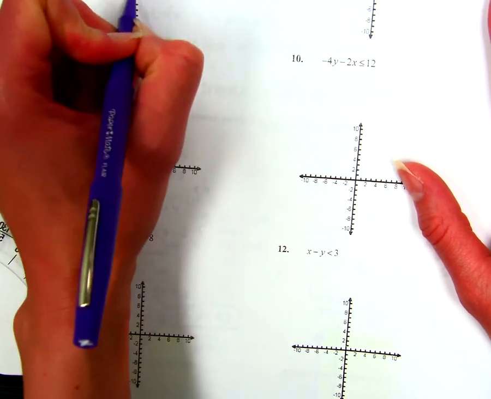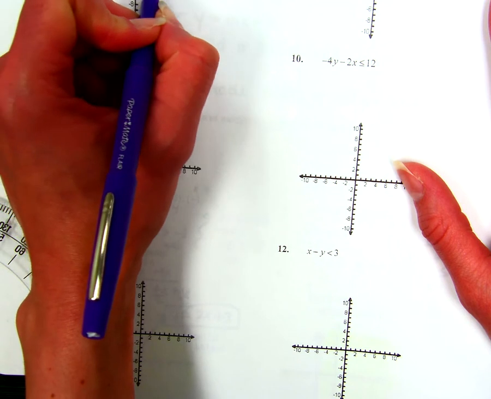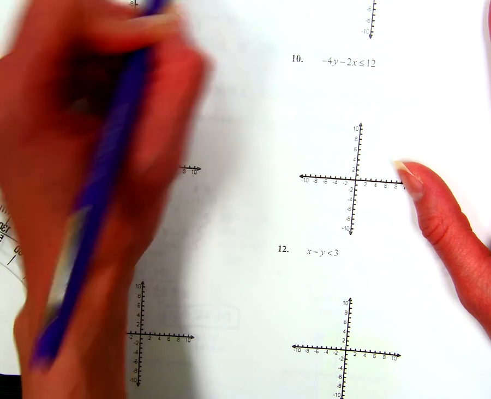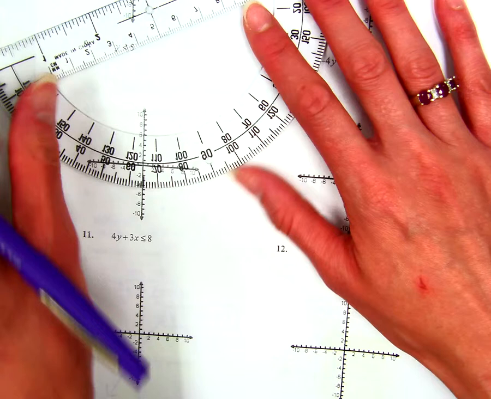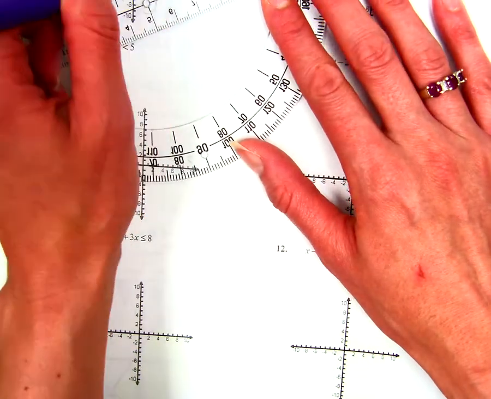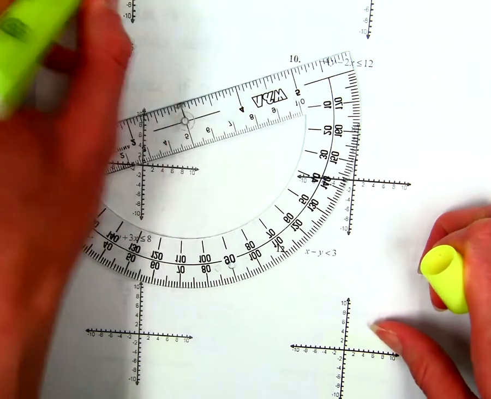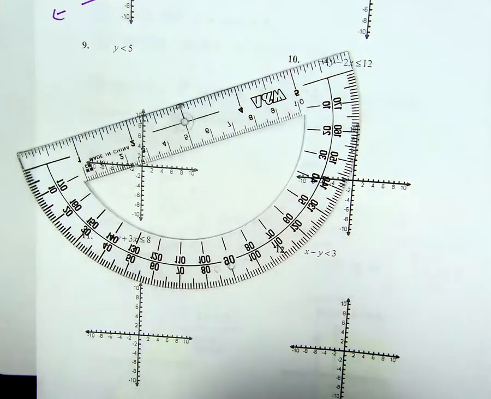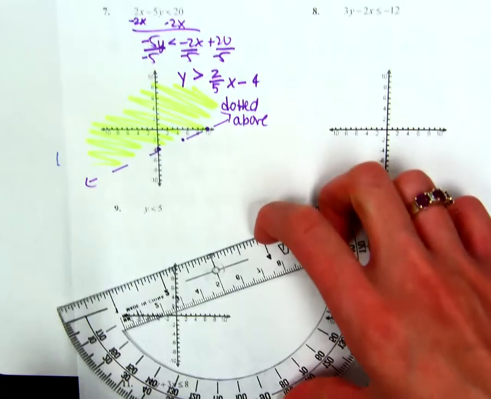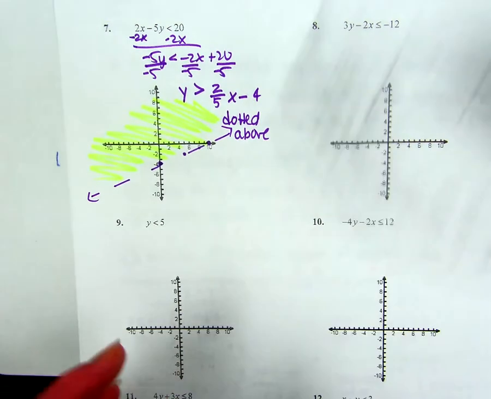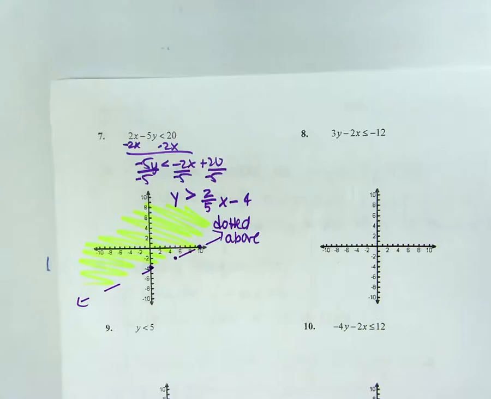I'm going to go to negative 4, and I'm going to go up 2 over 5, up 2 over 5. I'm going to make a dotted line, so make sure that this is dashed, and I'm going to shade above. So the biggest thing is, just like any inequalities, if you multiply or divide by a negative number, then you need to flip the symbol.